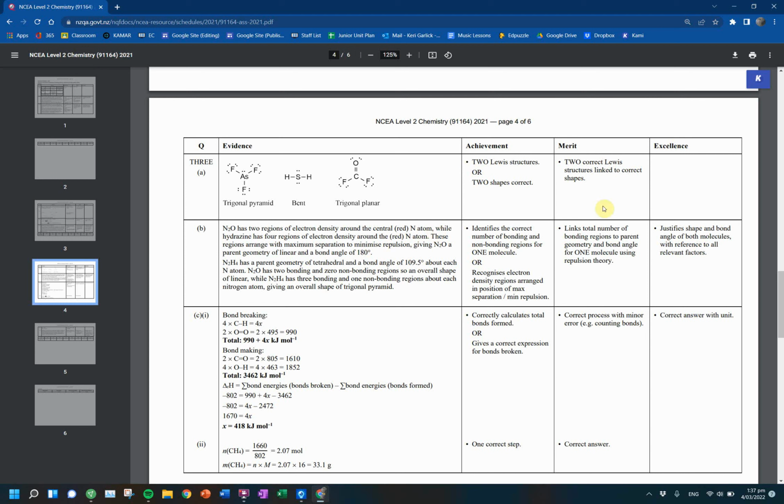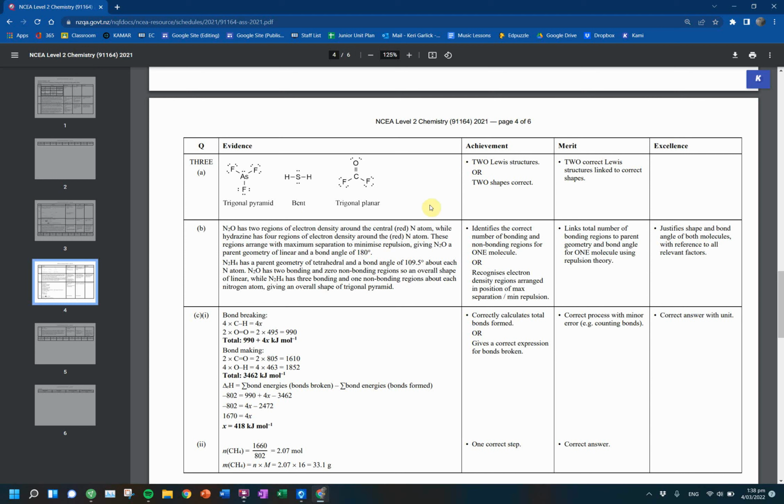I think they were quite generous with this marking schedule. I've said this before, and I think it's because they're mindful of all the lockdowns that happened in 2021. So you only need to get 2 Lewis structures correct with their shapes. So meaning you could have gotten one of them wrong and you got a merit. Usually I see it is all of them need to be right for the merit. In this case, for the achieved, you either got 2 Lewis structures correct or you got 2 of those shapes correct.